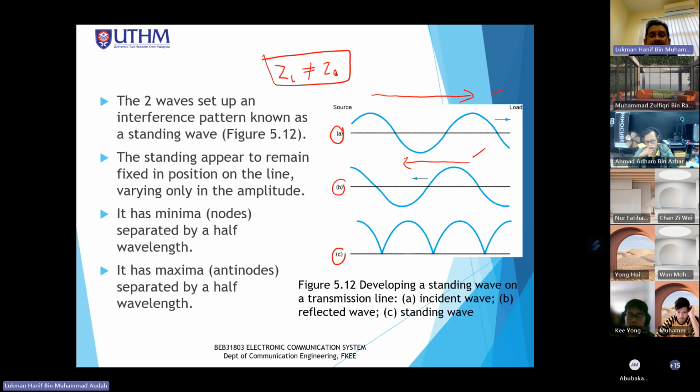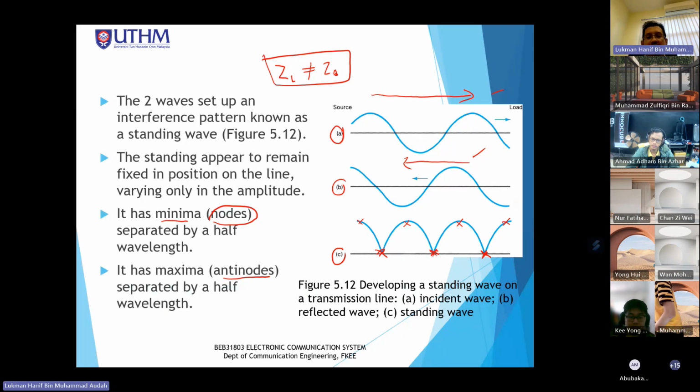Okay, and there are a few parameters in the standing wave that you should understand. The first one, it has a minima. Minima is this one, the minimum value. The minimum is not zero actually. It has a value. The minima is what we call nodes. And the other one, it has a maxima. The maxima is the maximum value, what we call antinodes.